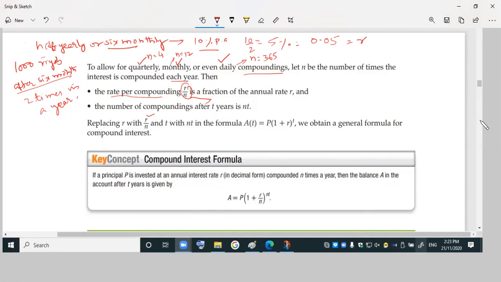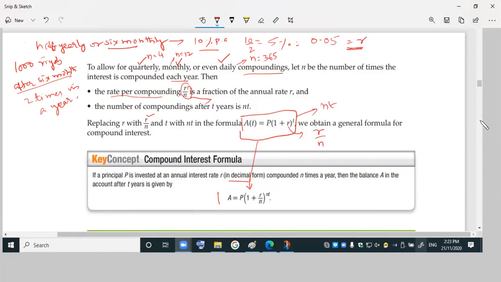So this formula that we have seen when it is annually is changed to this one. R is in decimal form, just remember R should be in decimal form. Only R is replaced by R by N. And time is also multiplied by N. Suppose it was 1 year, then we have to multiply by 2. So T is replaced by NT.